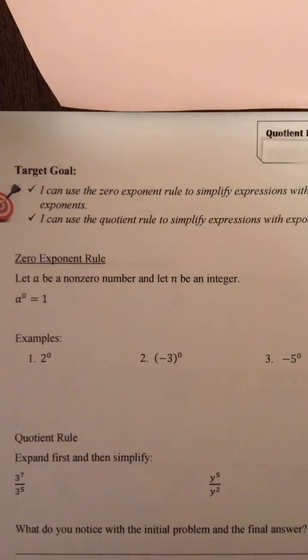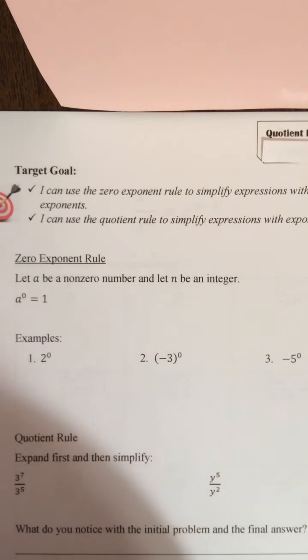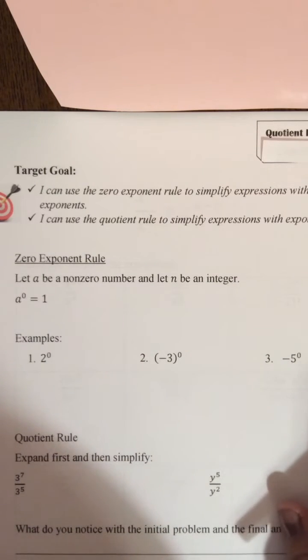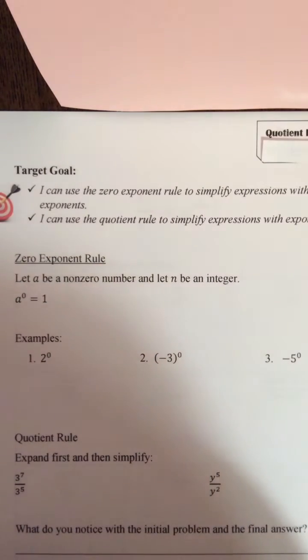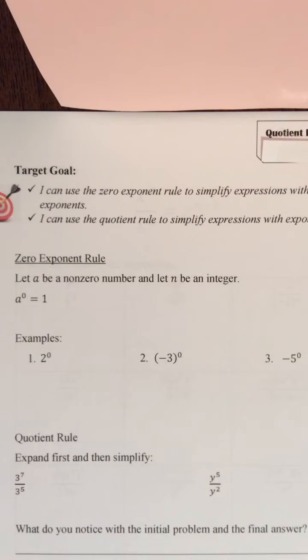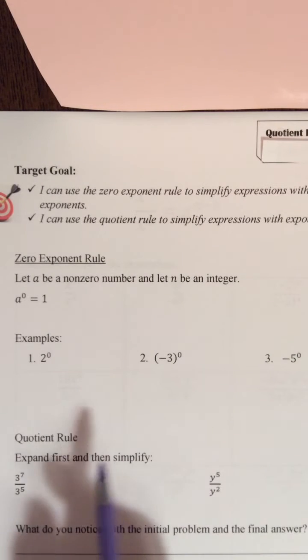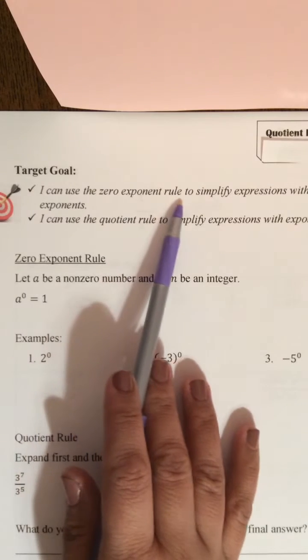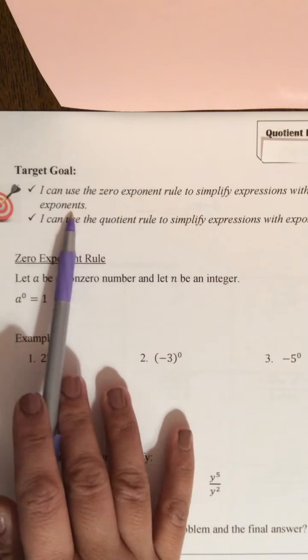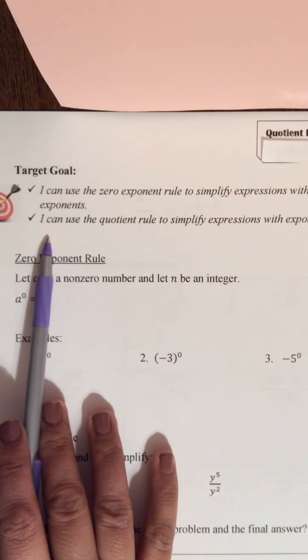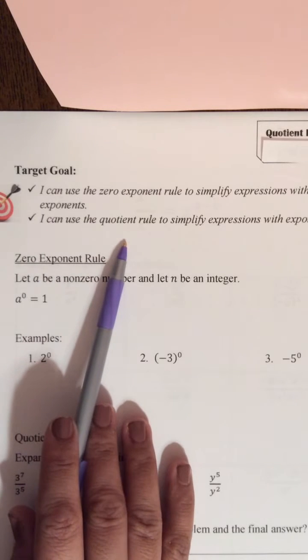Hello, my wonderful kids. Today we are going to be talking about the quotient rule. You should have a handout that has these notes here. We're going to begin with, I can use the zero exponent rule to simplify expressions with exponents, and then we're going to move on to using the quotient rule.